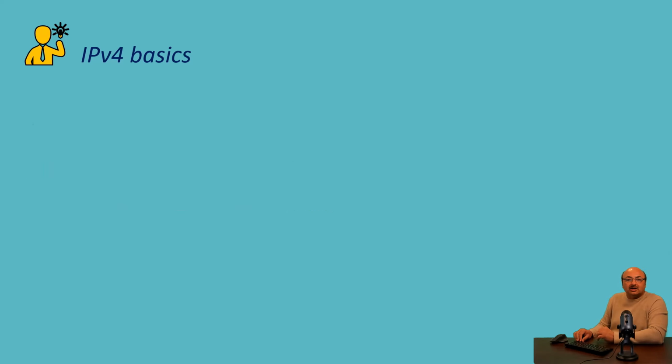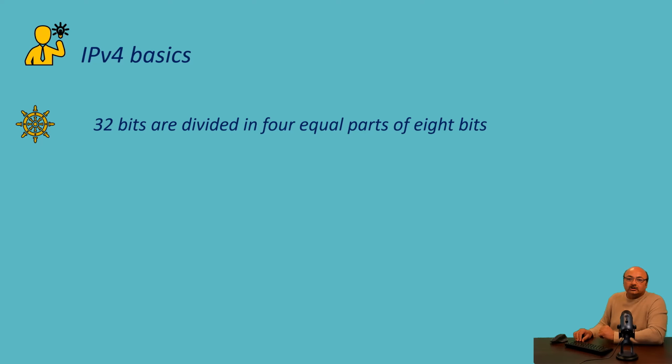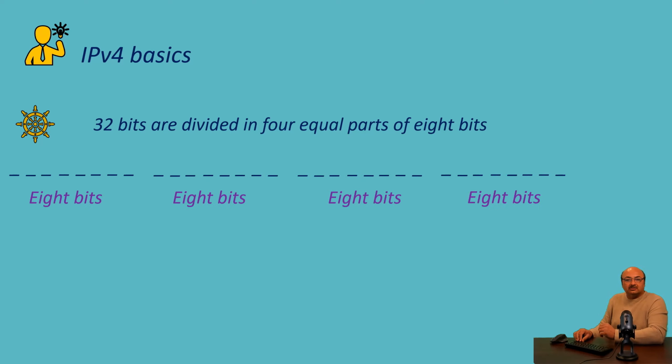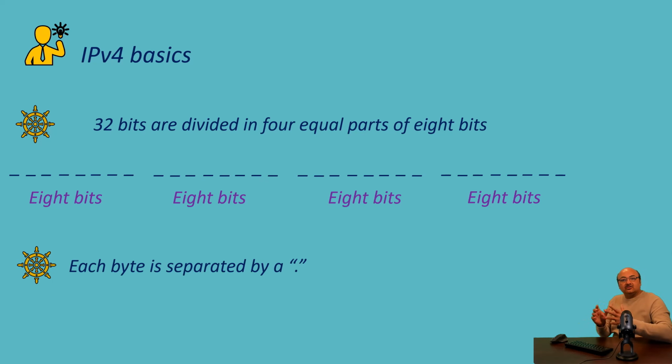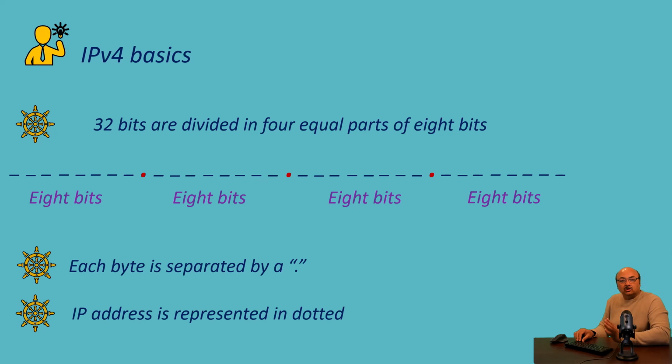The 32 bits are divided into 4 equal parts: first 8 bits, second 8 bits, third 8 bits, and fourth 8 bits. And each of these 8 bits is separated by a dot. That is why we say an IP address is represented as dotted decimals.